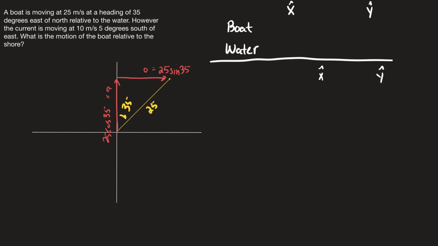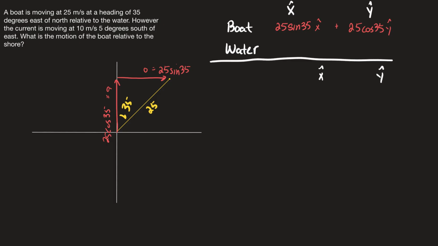All right. It looks like they're both positive because it's in the first quadrant, so I'm going to go ahead and write my vectors into my chart as 25 sine 35 in the x direction plus 25 cosine 35 in the y direction.